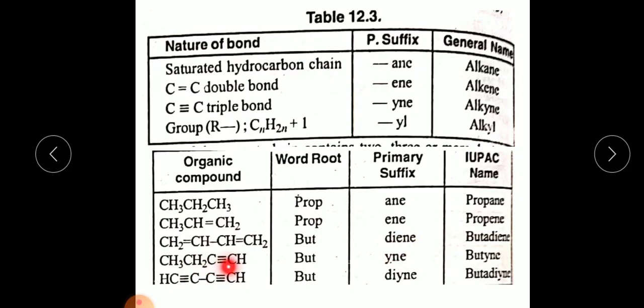Similarly, with a triple bond, we have 4 carbon atoms, so but, and because of the triple bond we write yne, so it will be butyne. Similarly over here we have 2 triple bonds, so this will be diyne.